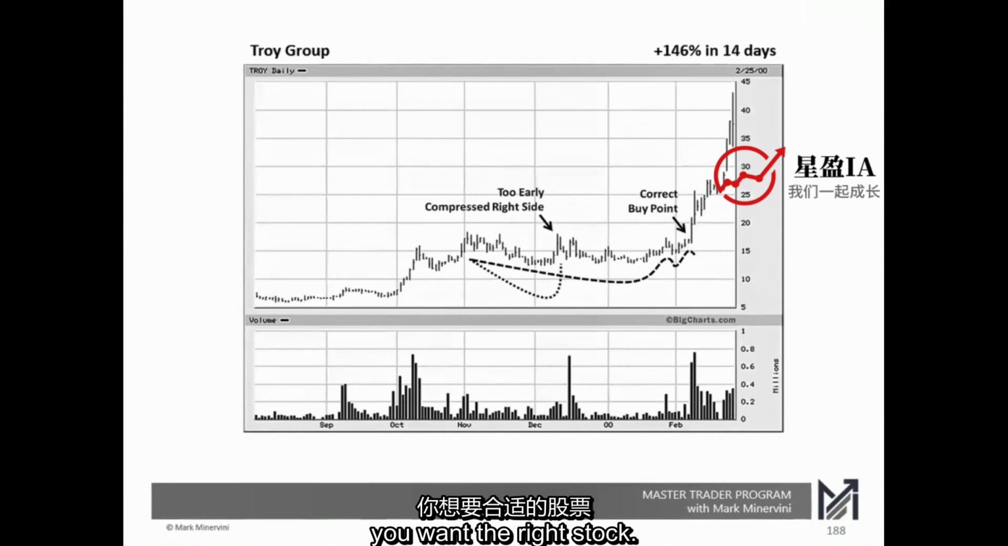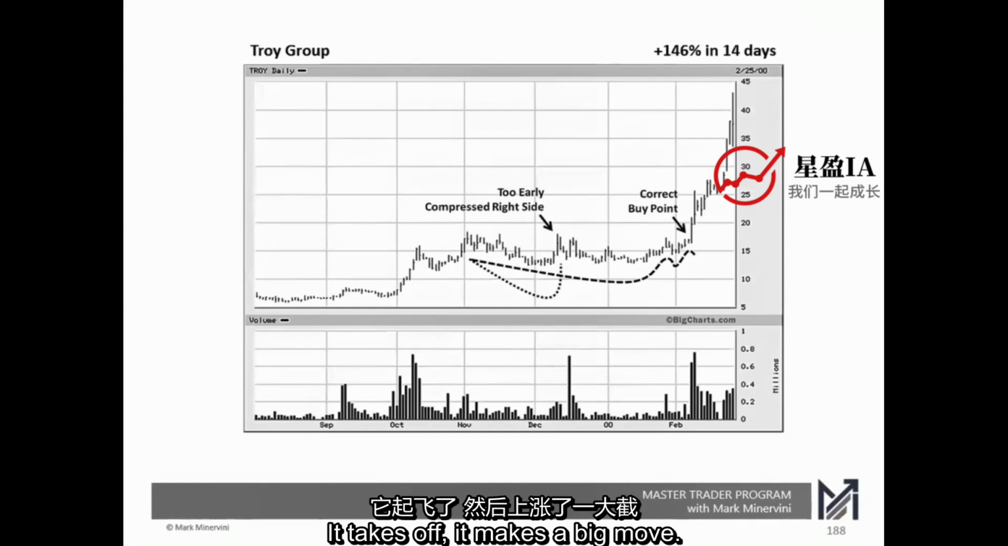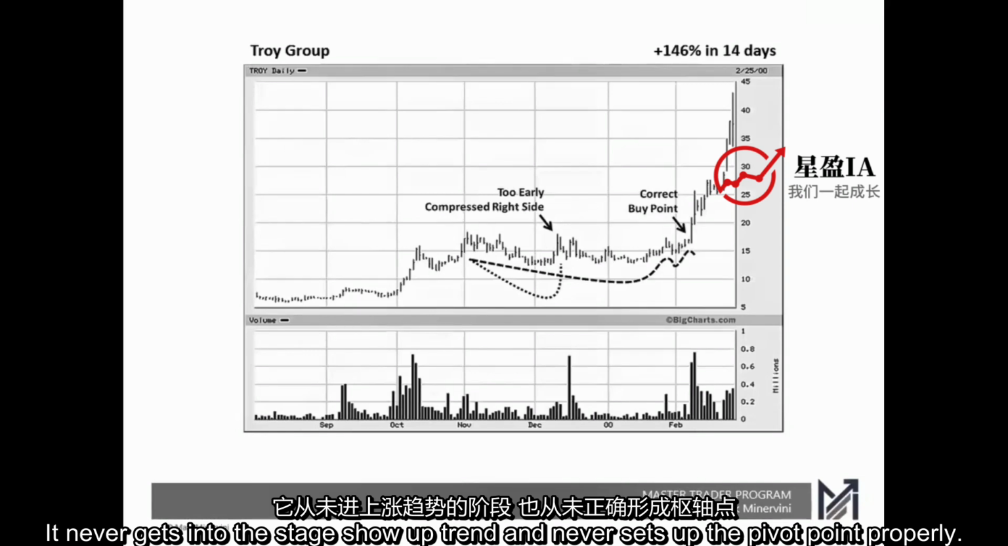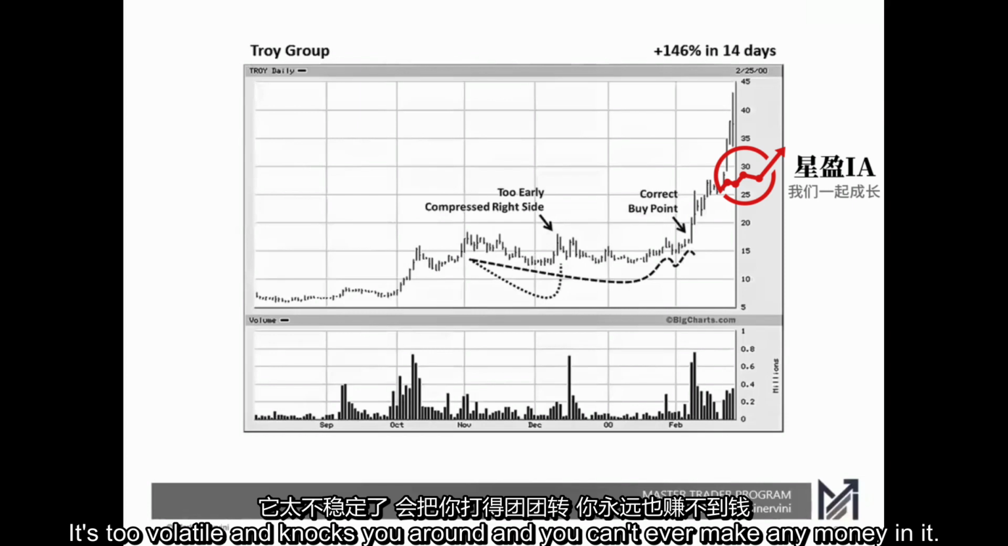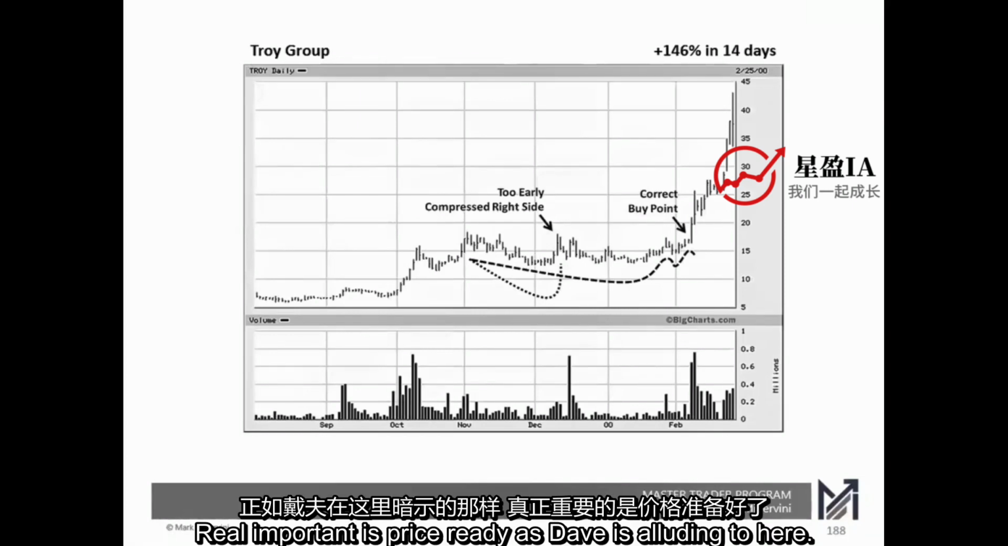You want the right stock, but sometimes it's better to have a stock that's not a great company but is price ready. It takes off and makes a big move. Meanwhile, some quality company that is a great company never sets up, never gets into the stage 2 uptrend, never sets up the pivot point properly. It's too volatile and knocks you around, and you can't ever make any money in it. So what's really important is price ready, as Dave is alluding to here.